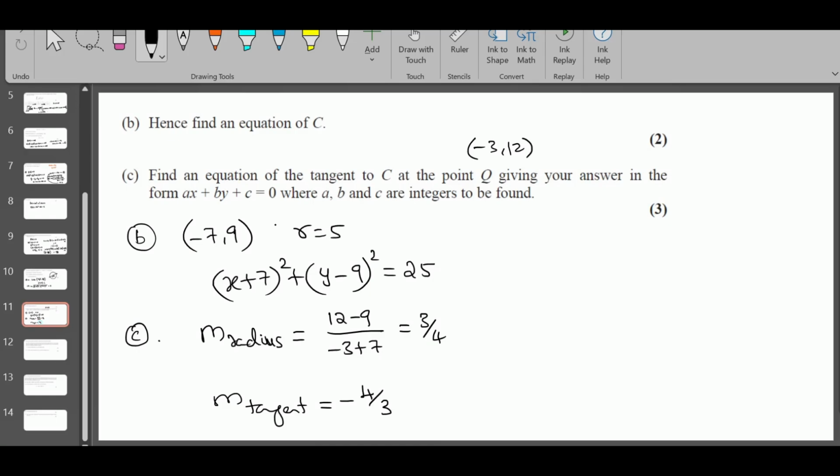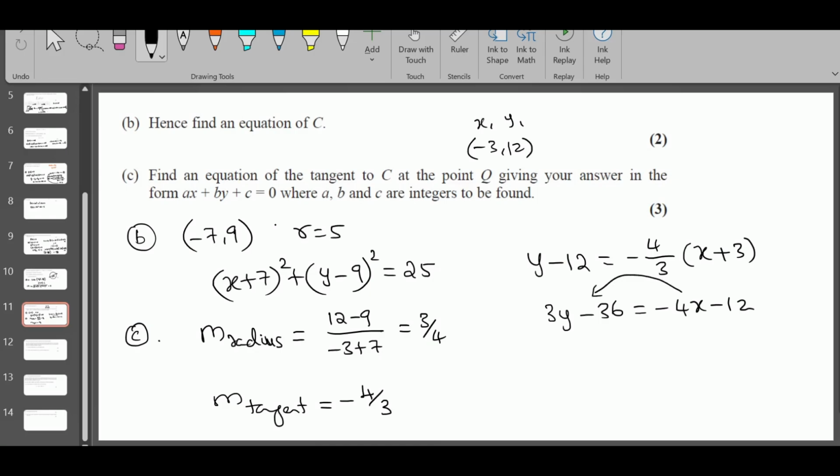So write the equation as y minus y1, this is x1, y1, is equal to slope times x minus of minus 3. So multiply throughout by 3, you will get 3y minus 36 is minus 4x minus 12. So put these terms here, 4x plus 3y minus 24 is 0. That's the equation of the tangent.